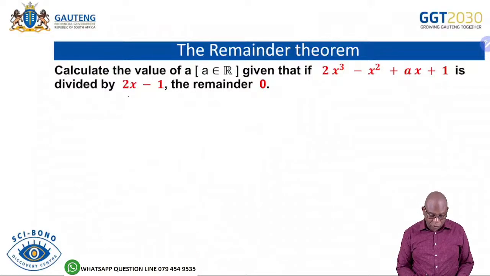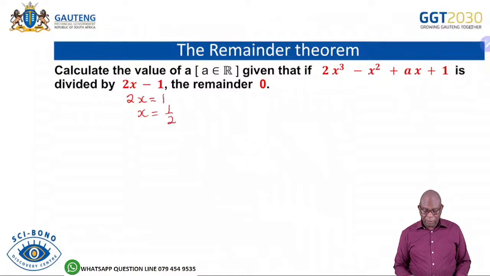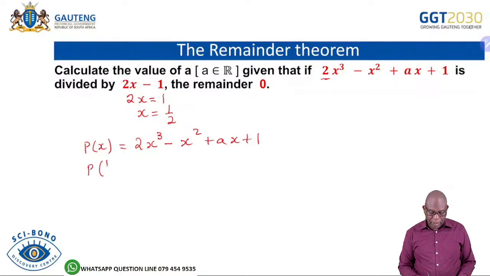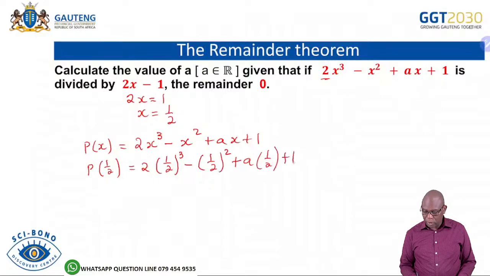Same thing. We are going to say 2x minus 1 equals 0, which will give us x is equal to a half. What do we do with a half? I'm going to name this one now. I'm going to call it p of x is equal to 2x cubed minus x squared plus ax plus 1. We need to name our functions. Then we substitute the x by a half, which will be 2 into 1 over 2 cubed minus 1 over 2 squared plus a into 1 over 2 plus 1.